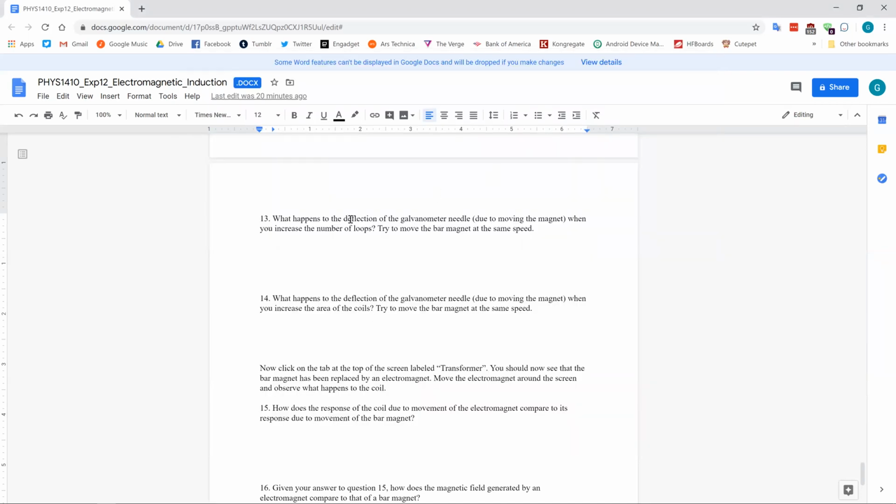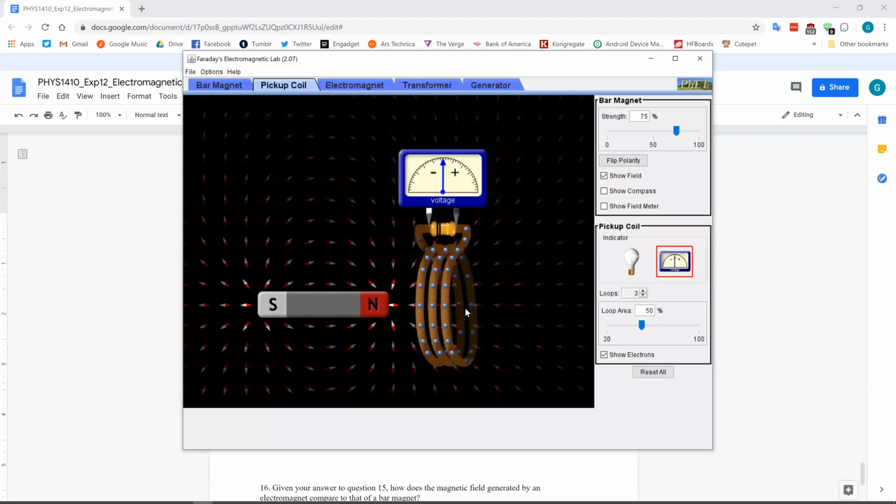So when we increase the number of loops, we get an increase in the deflection. The needle moves further. And that comes from Faraday's law, where we have the number of loops directly in Faraday's law. Because what's going to happen is each of these individual coils is going to generate the same voltage. So let's just say, for sake of argument, one coil is generating 1 volt. If I have 1 coil, I get 1 volt. If I have 2 coils, I get 2 volts. If I have 3 coils, I get 3 volts. So as I increase the number of turns, I just get a larger voltage naturally.